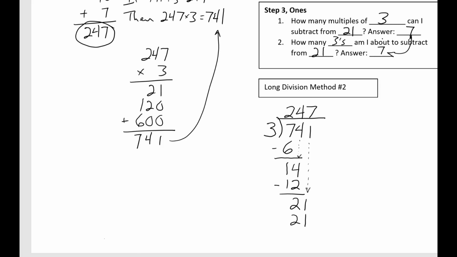Again, I write my 7 up here in the ones column. 7 times 3 is 21. I write my 21 here, and I subtract, and 21 minus 21 is 0, and I'm finished. And my answer, my quotient, which I already knew from doing the division problem before, my quotient is 247.